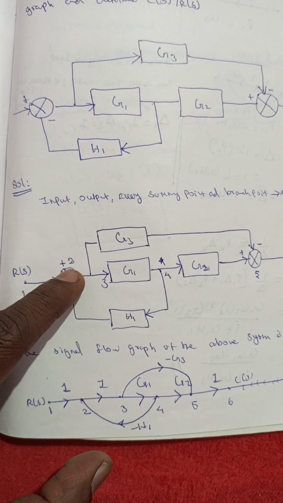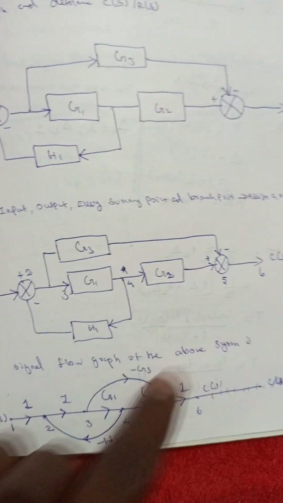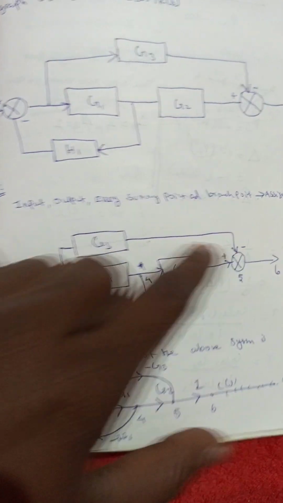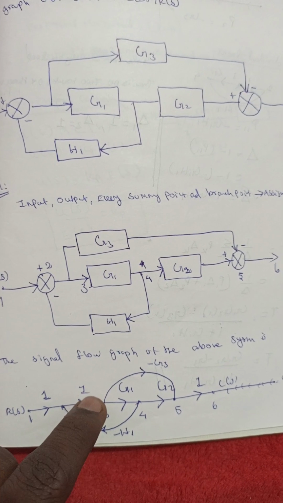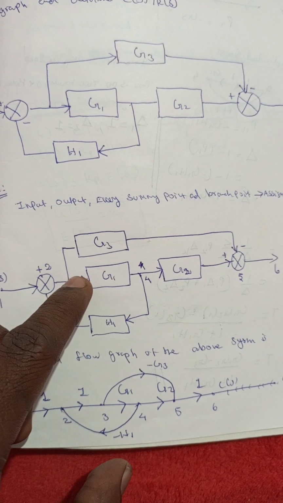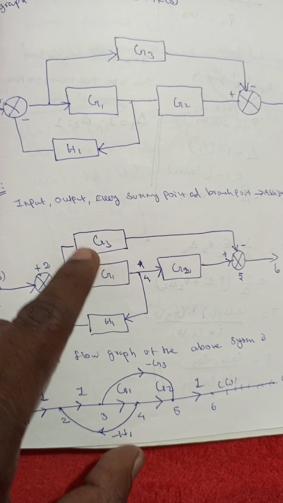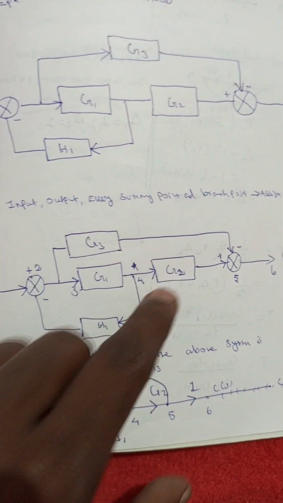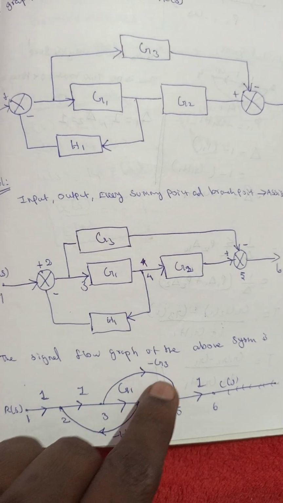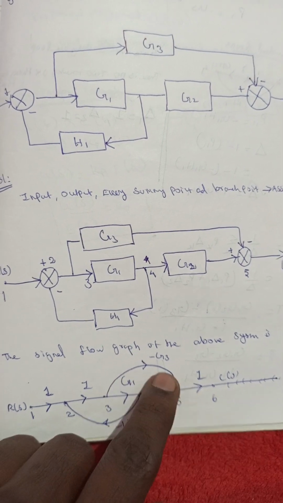from 2 there is a loop going to the summation 5. So from 3 it goes to 5. So we are putting a path 3 to 5, and in between it has G1 and G2. So marking this as G1 and G2. So this goes 3 to 5, and in between there is G1 and G2.